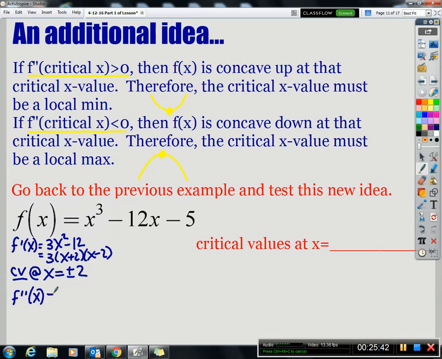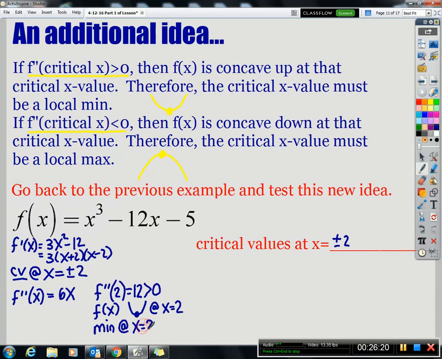Of course I know that f double prime of x is 6x. Here's how I use the information. F double prime of positive 2 is equal to 12. 12 is positive. Since the second derivative is positive, I know that f of x must be concave up at x equals 2. So this point right here must be where x equals 2 is. Therefore, I know that I've got a min at x equals 2.